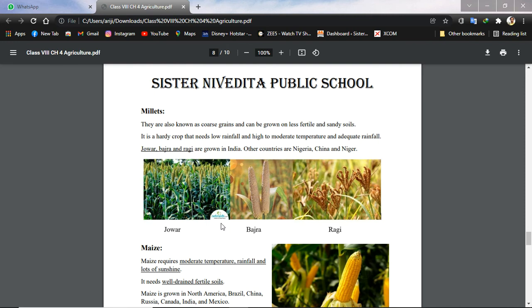In the millet there are three types of millet. One is jowar, this is bajra, and this is ragi. These are also cultivated in the western part of India, meaning Gujarat, Haryana, that region. They are known as coarse grains and can grow in less fertile and sandy soils. You can see in parts of Gujarat and Rajasthan, in the sandy soil, millets can be cultivated. We need moderate temperature and adequate rainfall for millet cultivation. Other countries like Nigeria, China and Niger also cultivate millets.